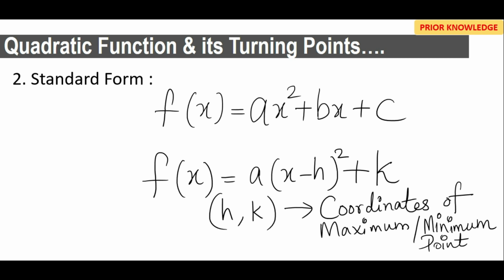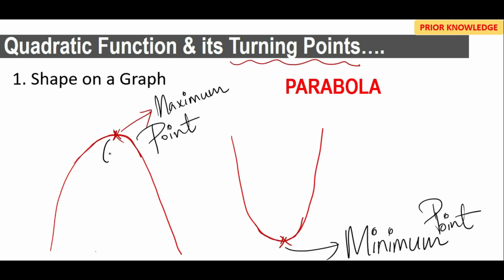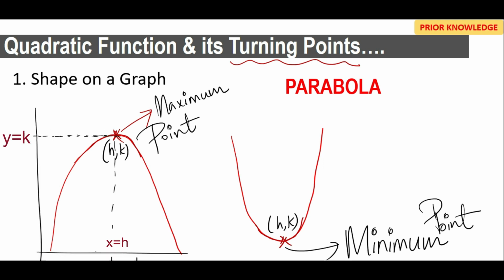Taking you to the figure, this is h comma k, and this is again h comma k, where h is the point on the x-axis and k is the coordinate from the y-axis.